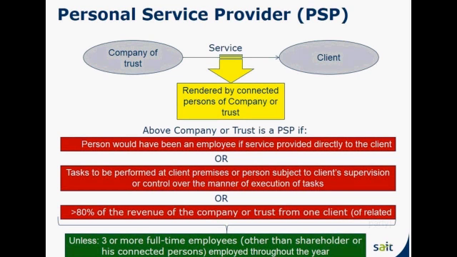Then, and this is the one a lot of people often overlook, the first one to consider. If more than 80% of the revenue of the company or the trust comes from one person, you would have a personal service provider. So if more than 80% of the revenue of the company comes from one client, then the company would be a personal service provider.